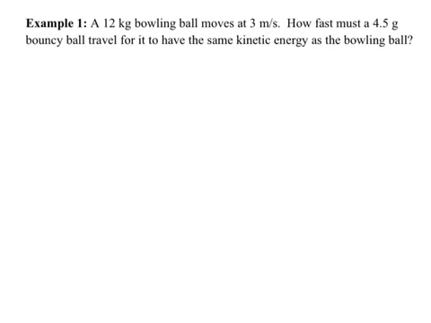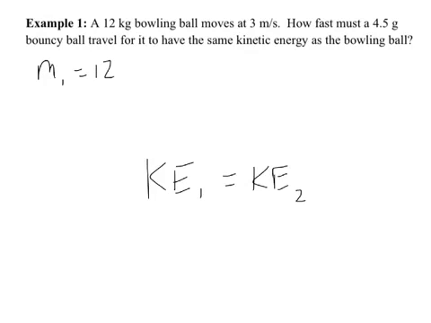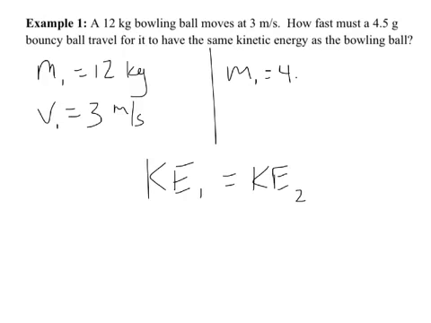Example 1 says a 12 kilogram bowling ball moves at 3 meters per second. How fast must a 4.5 gram bouncy ball travel for it to have the same kinetic energy as the bowling ball? So we want the kinetic energy of object 1 equal to the kinetic energy of object 2. Well, object 1, we know the mass is 12 kilograms, and we know that the velocity of object 1 is 3 meters per second. Object 2, we have a mass of 4.5 grams, which is really 0.0045 kilograms. We do not know what the velocity of the bouncy ball needs to be. That's the question at hand.